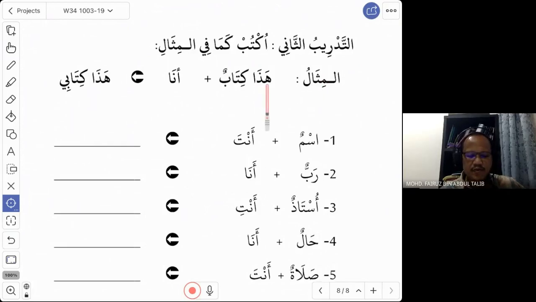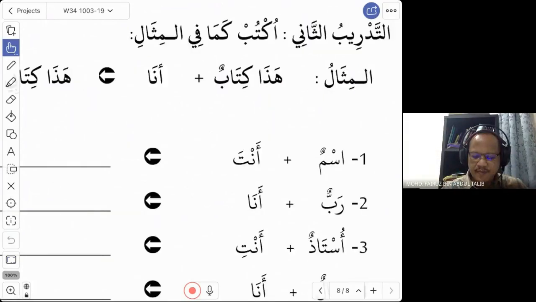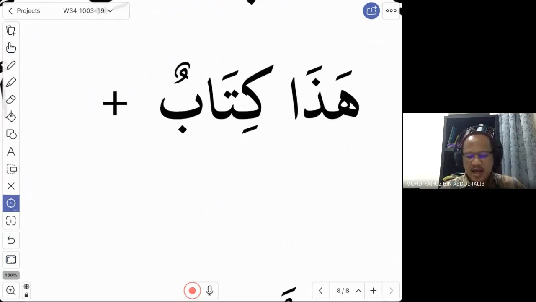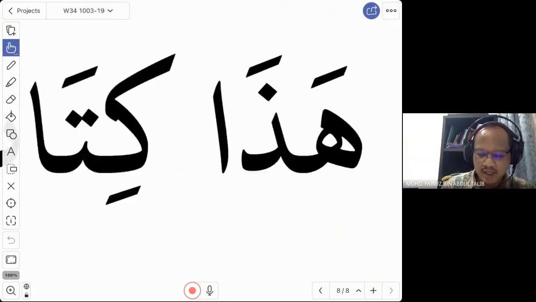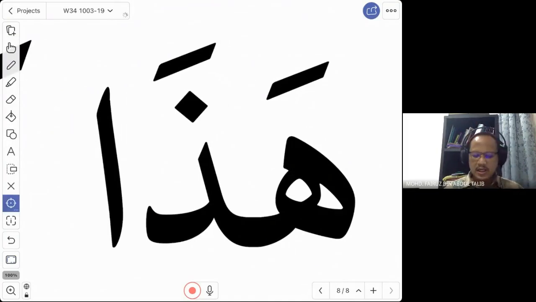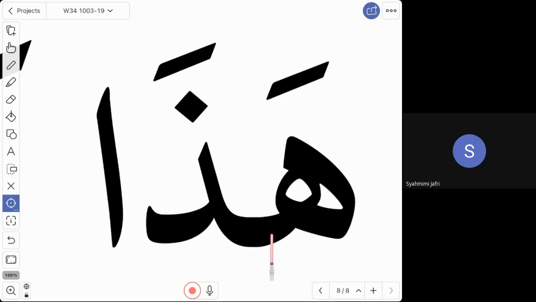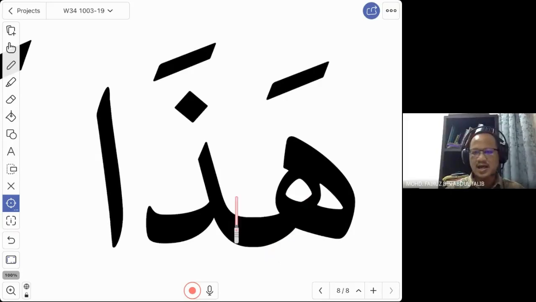Here they give you one word. This is a new word. Let us read this word. Haza. Yes, haza kitabun. Good. Now, let us look at this word. Do you notice when I read this word, did I read it with a long vowel or with a short vowel just now? How did we read this word? Long vowel, right? I said haza.